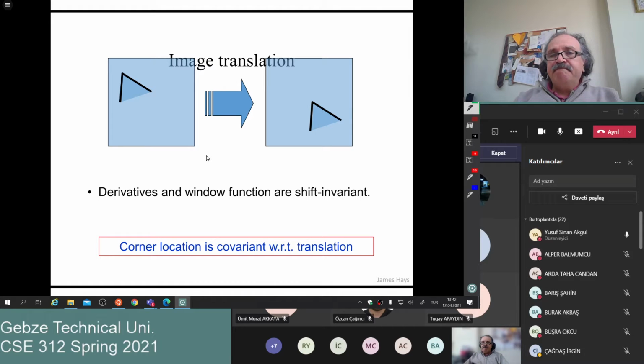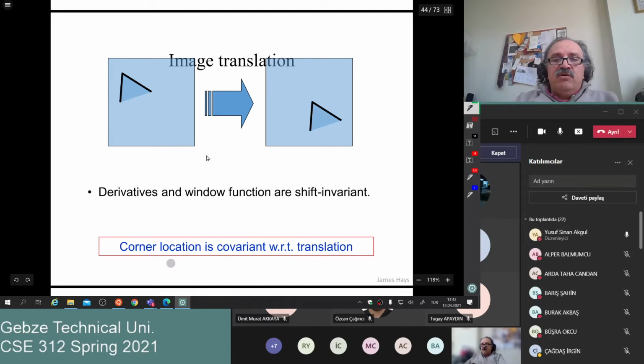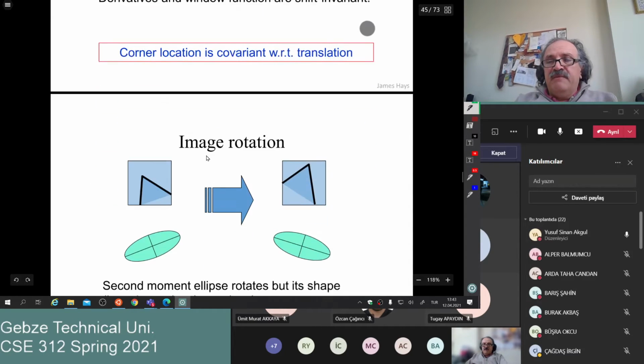invariant for the position in the image. Doesn't matter if my corner is here or there, I will find the corner. Okay, so because I am just using the derivatives, okay, window functions, and they are shift invariant. So Harris is nice. It is invariant against the position in the image. Anywhere my corner is in the image, I will find it. Doesn't matter if it is here or there. Okay, I will find it. So corner location is covariant with respect to translation.